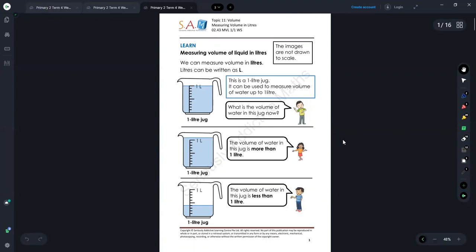You might want to get other containers from the storeroom as well, for example, the pail. Later on you can ask them, what do you think? The pail, is it more than 1 liter or not? It's filled with water. That kind of question, okay?